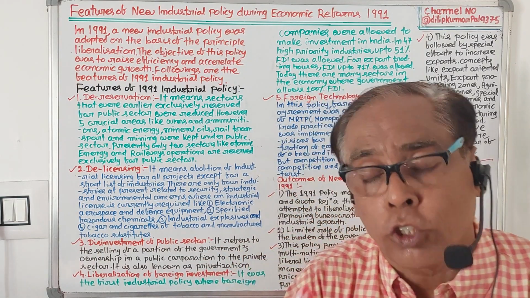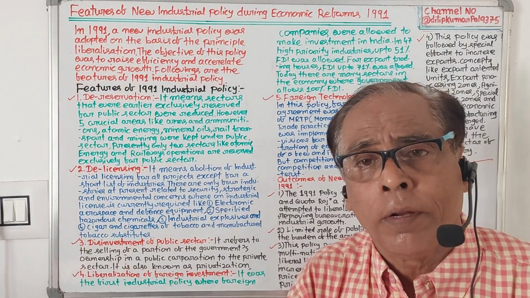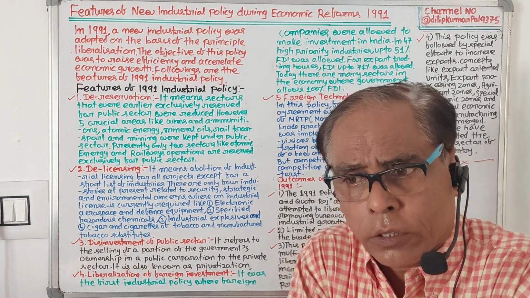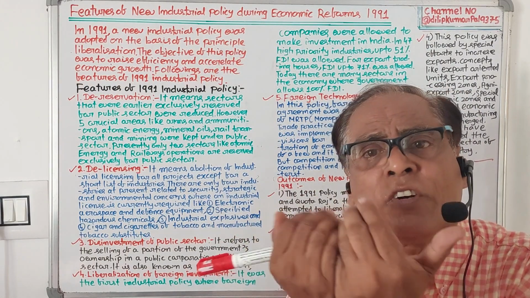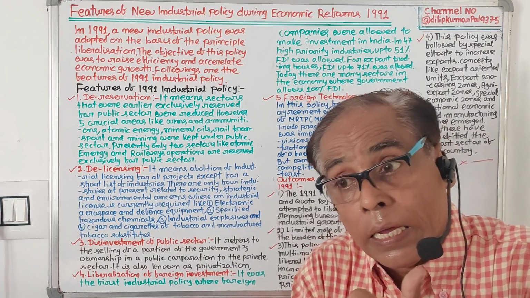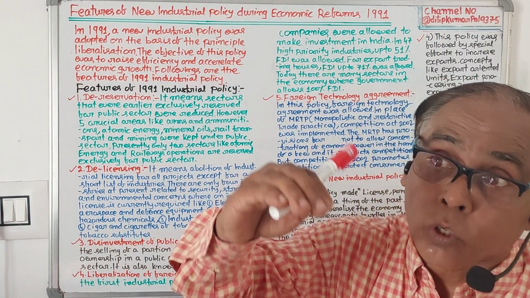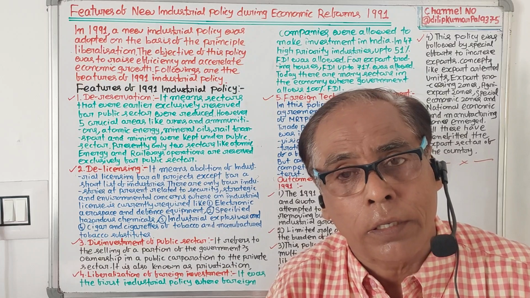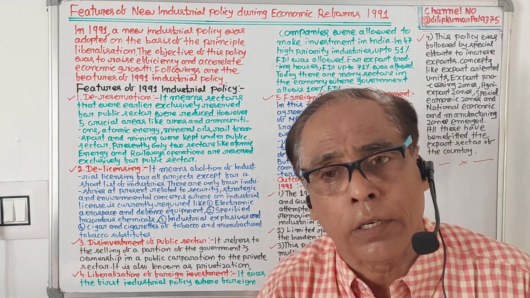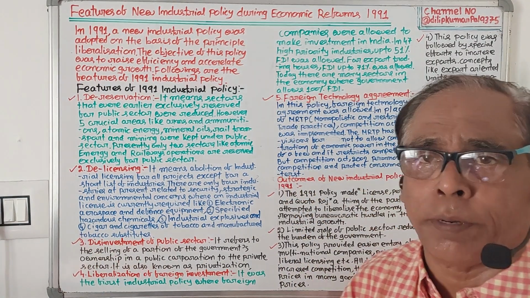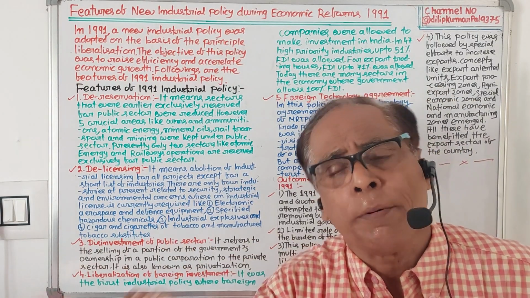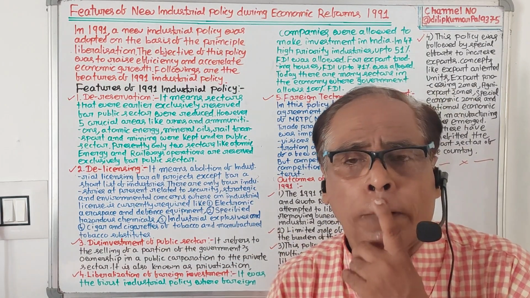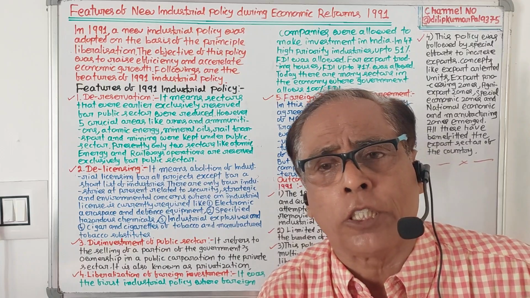So by disinvestment, government decided to withdraw its total investment or part of its investment and allow private sector to run that public sector which is running in loss. This is disinvestment. So it means privatization. So third feature of the 1991 industrial policy is privatization.